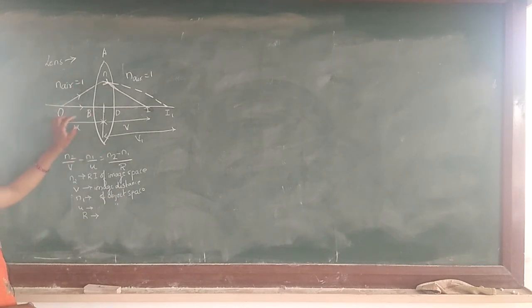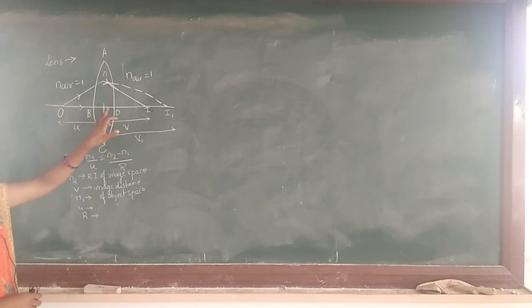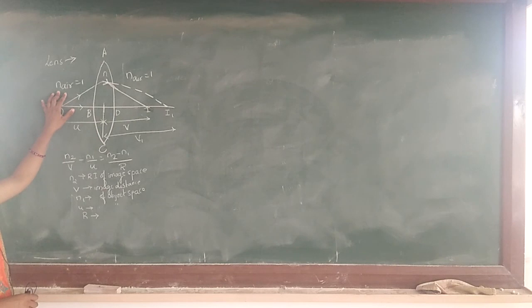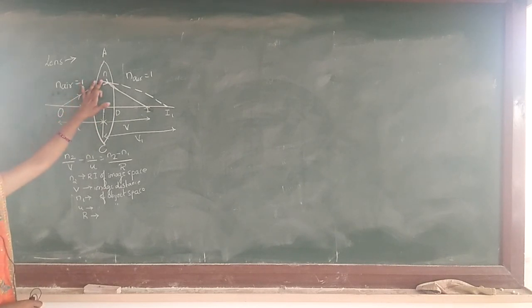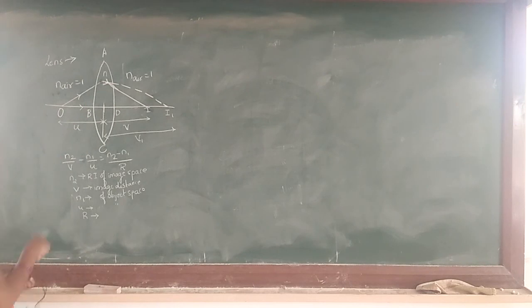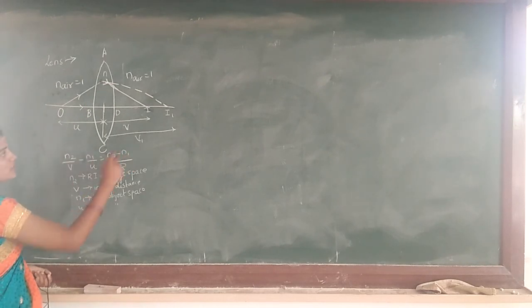Okay. Now here we are considering O is the luminous object, and A, B, C, D is the spherical surface we are considering. Here we are considering the refractive index of the surrounding medium to be 1 on both sides, and n is the refractive index of the lens. Next here we are considering u and v1.